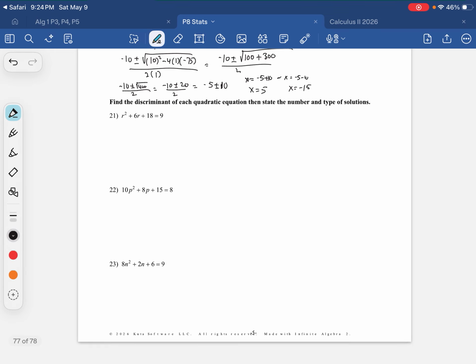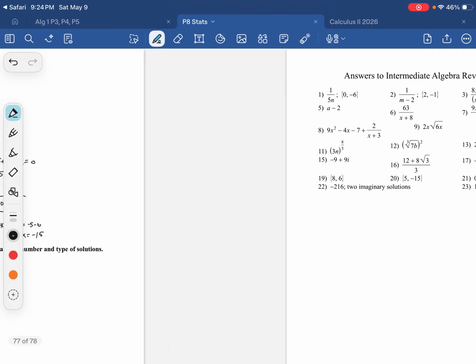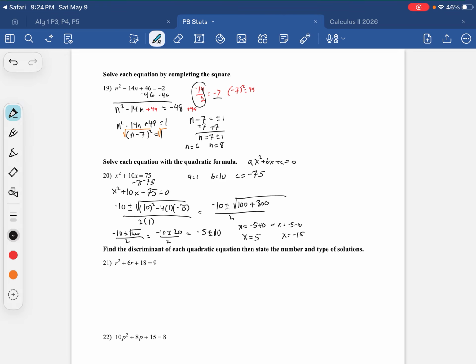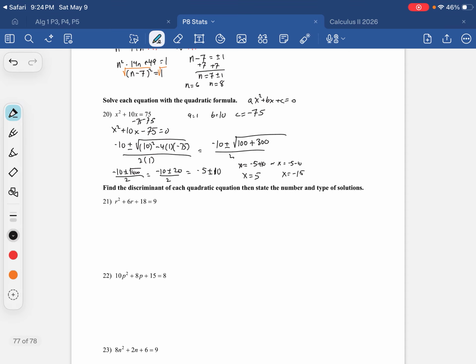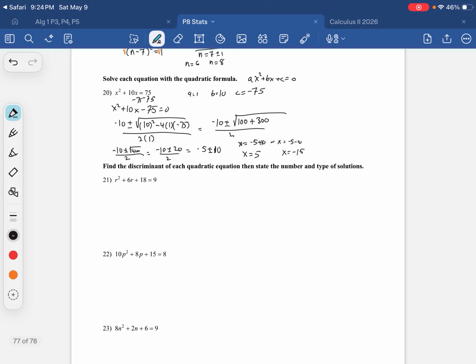All right, and then the last 3 I have on this page, or on this document, are going to be finding the discriminant. I'm going to save this for the next video. I'm also going to add about 3 more questions to this, and we should have all of the setup for, well, I guess tonight, Saturday.